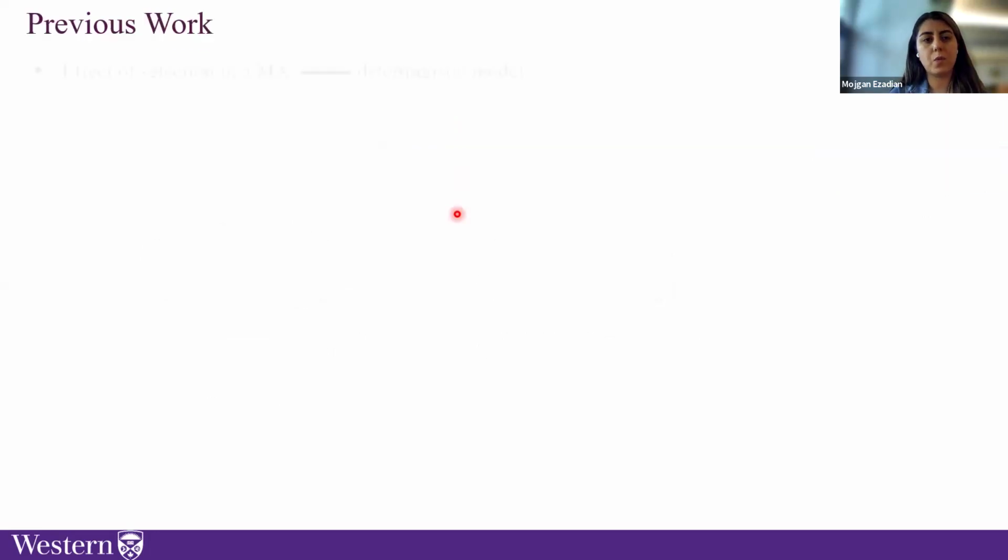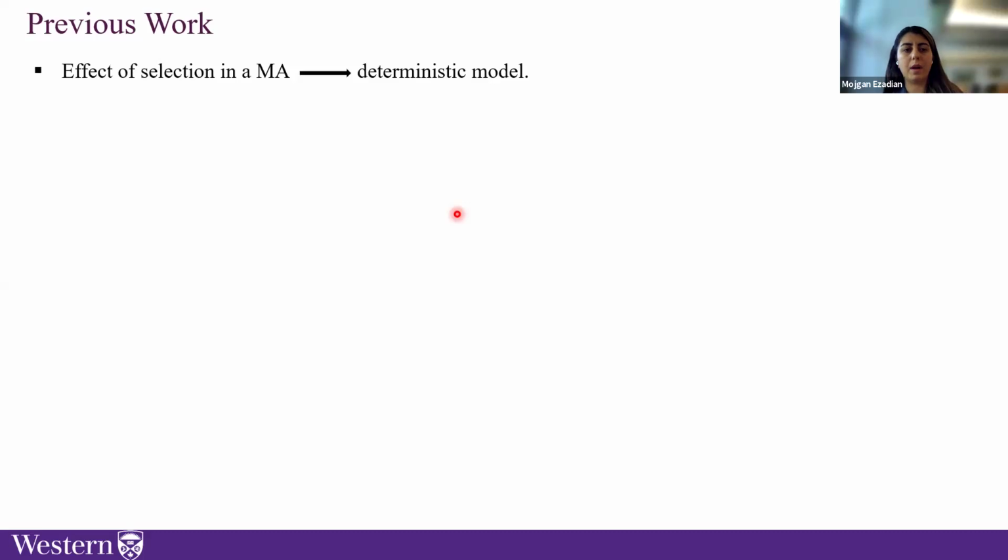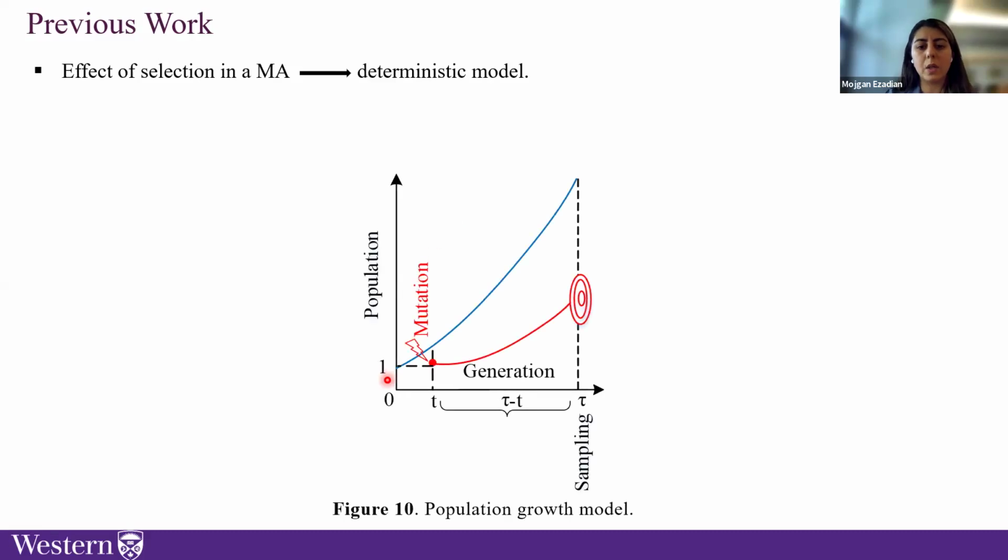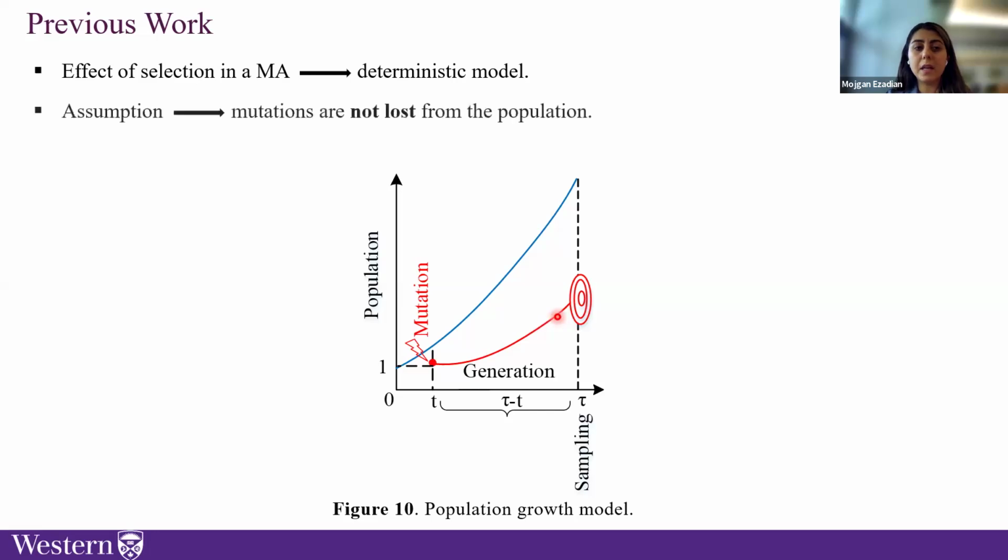In the previous work, done by Deepa and Lindsay, my supervisor, the effect of selection in MA was evaluated by a deterministic model. They started with a single individual. It grows exponentially, and mutations happen per individual per unit time. They grow exponentially, with the assumption that the mutations are not lost from the population.